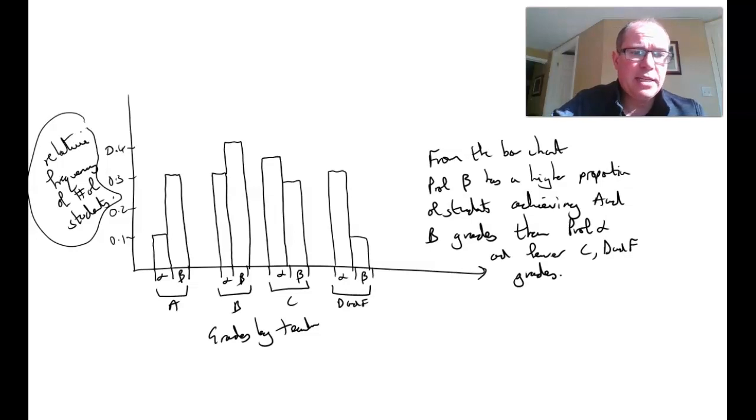Now we've got the relative frequency of number of students, and we've got side by side A grades, B grades, C grades, and the combined D and F. You can see from the bar chart that Professor Beta has a higher proportion of students achieving A and B grades than Professor Alpha, and fewer C, D, and F grades. So make sure you do that diagram proportionally.